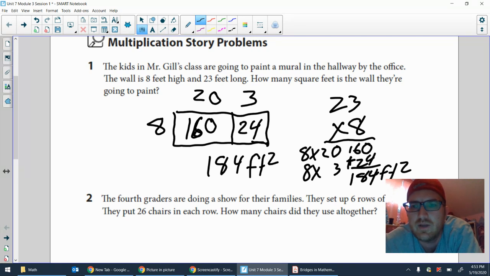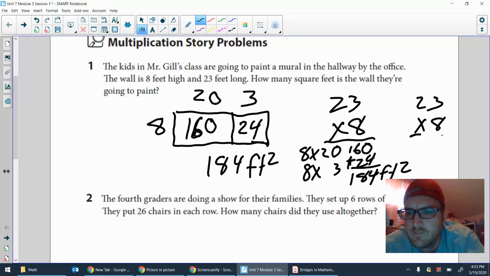So that would be doing our algorithm a little bit with this. 8 times 23 again. Our algorithm with multiplication is very similar to the algorithm with addition. We start on the right, and we would do 8 times 3. I'm going to switch my color to show my thinking with this one. Let's get our blue. There we go. 8 times 3.